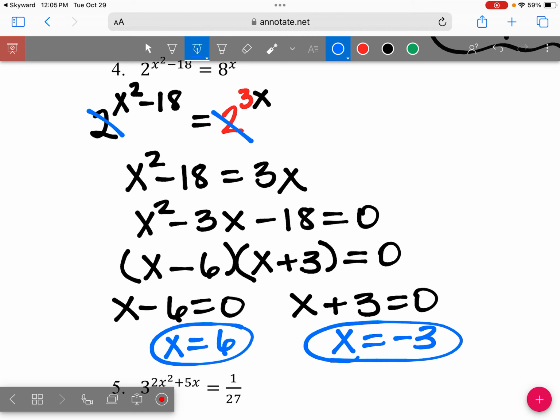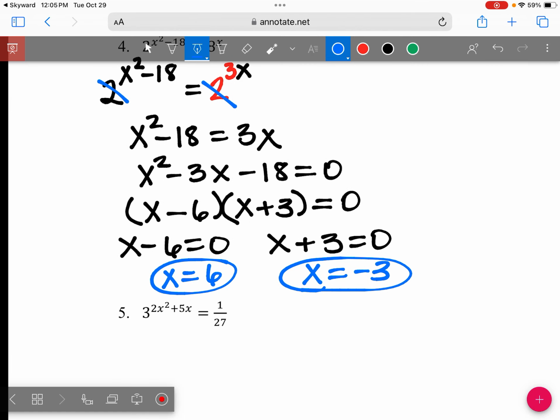So the name of the game is that everything on this quiz can be written as a common base. So don't write there is no common base. Every question will have a common base. Now next week, when we finish chapter 5, then we'll talk about exponential equations that don't have a common base. But for Friday's quiz, everything has a common base.